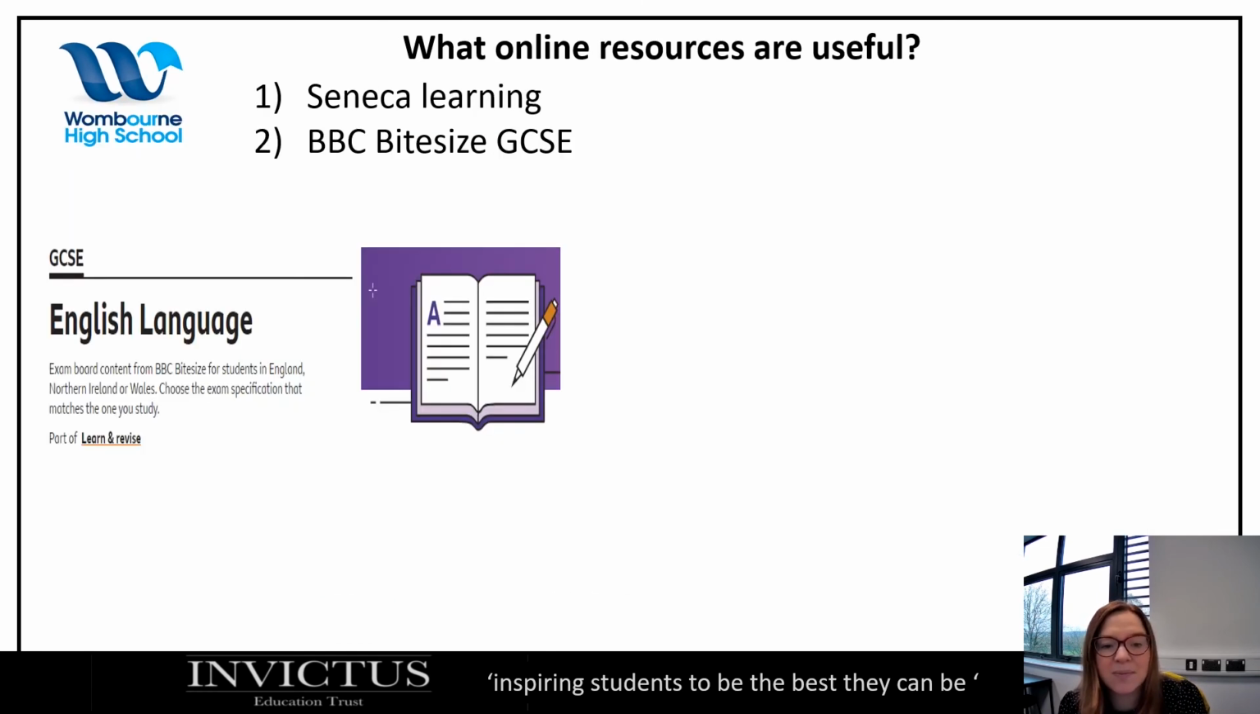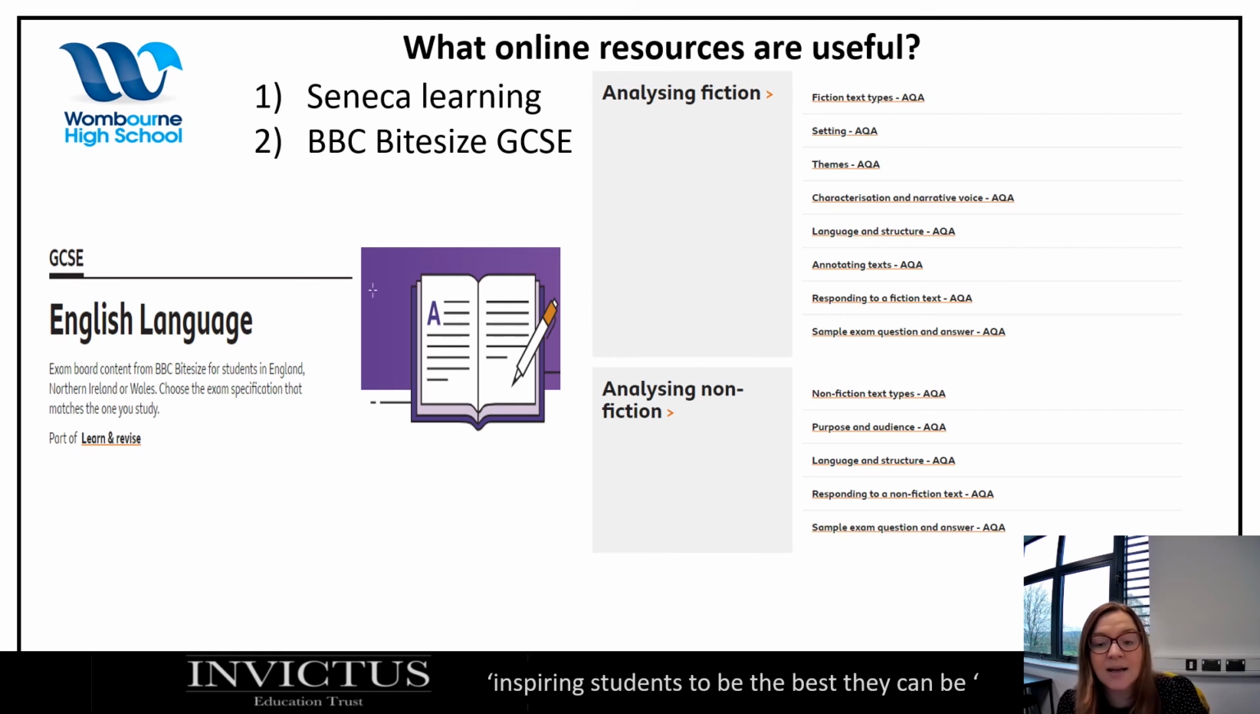BBC Bitesize GCSE, again, a more simplified version really. It just breaks down each aspect of the course, and again, it's separated by exam board, so make sure that for language you're looking at the AQA, so this is what it is. There's lots of different sections, so obviously analysing fiction is for paper 1. You can look in, there's little quizzes, there's little videos as well, just a different way of presenting the information really, which sometimes is nice for students to see consolidation of information.